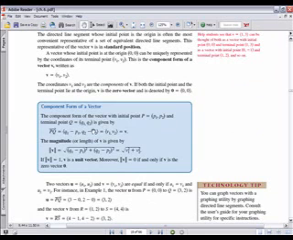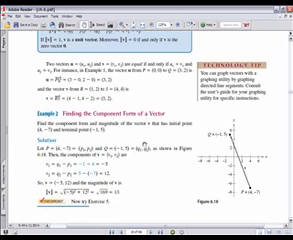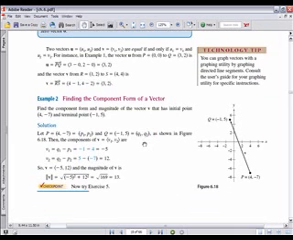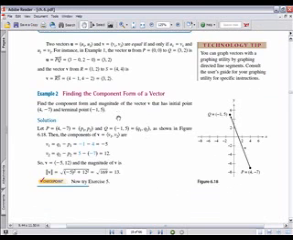This is subtracting initial from terminal to get the vector in component form, and then once again finding the magnitude of the vector, unit vector and zero vector, as I mentioned before. Another example, finding component form of a vector. Feel free to pause the lecture if it's too quick.